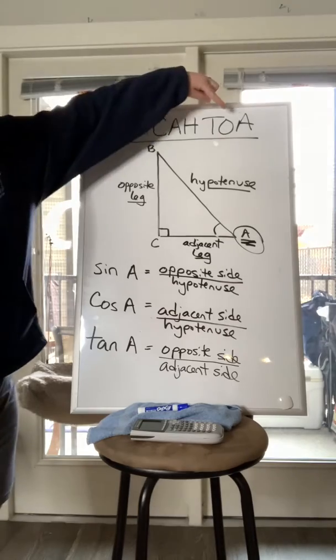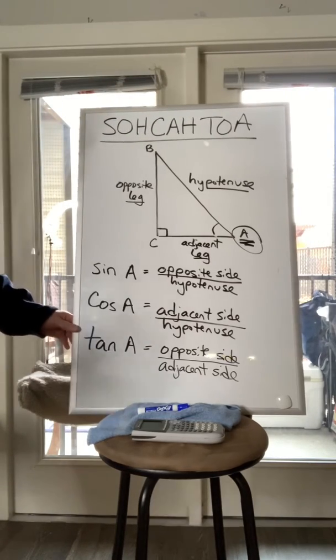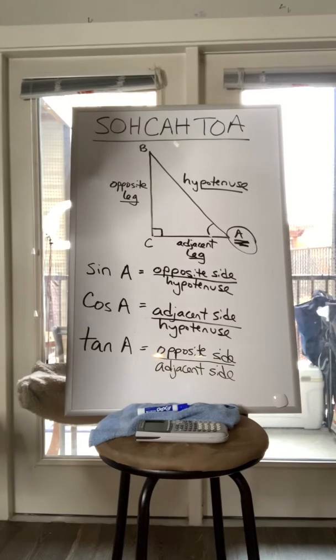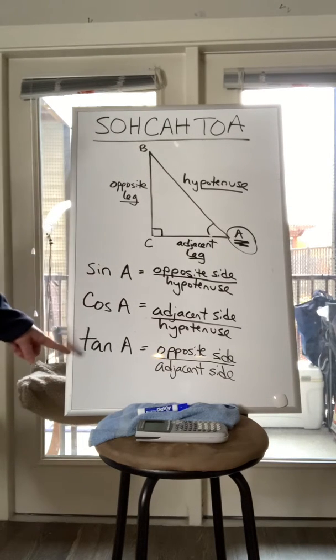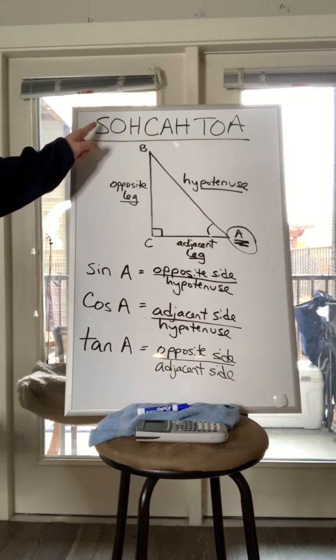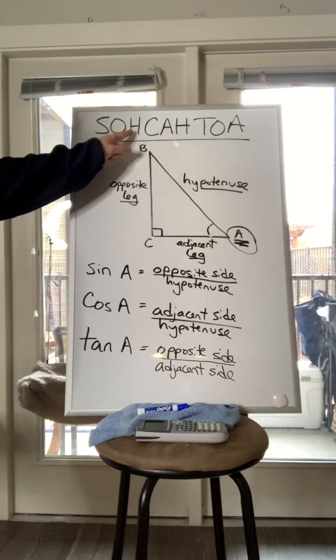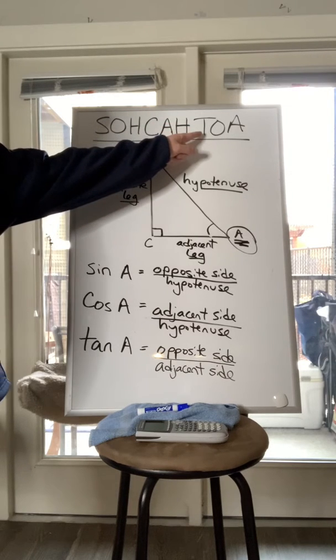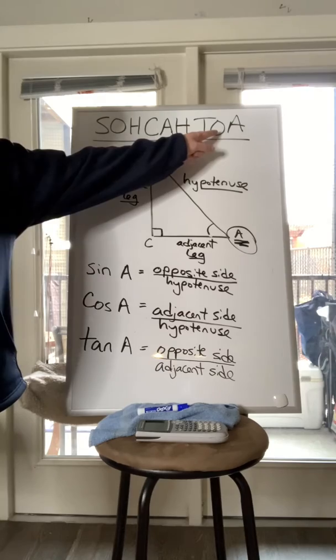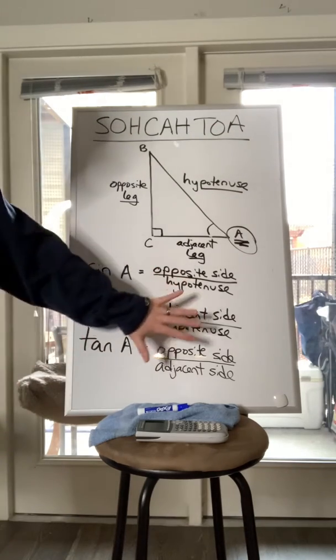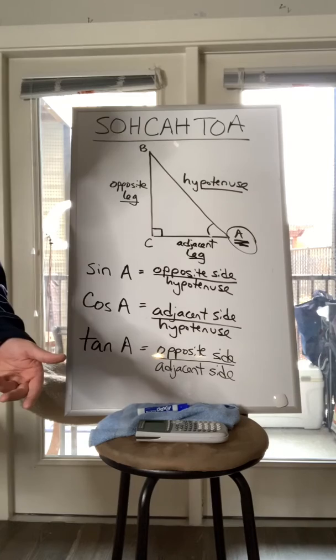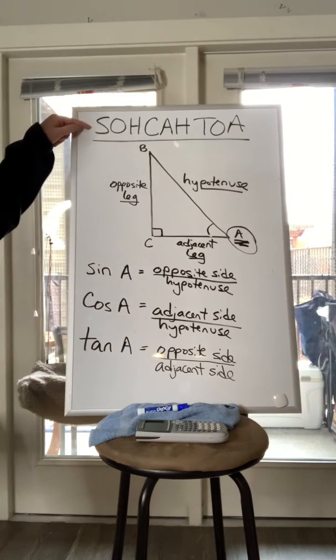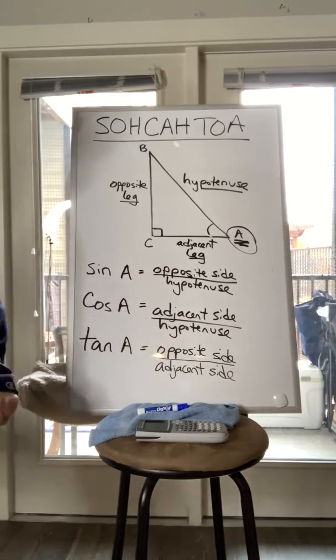So if you look up at this acronym, Sohcahtoa, if you can remember that one weird word, that acronym, then you can remember all these ratios, because that's what that acronym stands for. The S stands for sine. Sine is opposite over hypotenuse. The C stands for cosine. Cosine is adjacent over hypotenuse. And then the T stands for tangent. Tangent is opposite over adjacent. So you might be looking at these ratios and thinking, I'm never going to be able to remember that. But if you can remember this one acronym, then you can remember all those ratios.